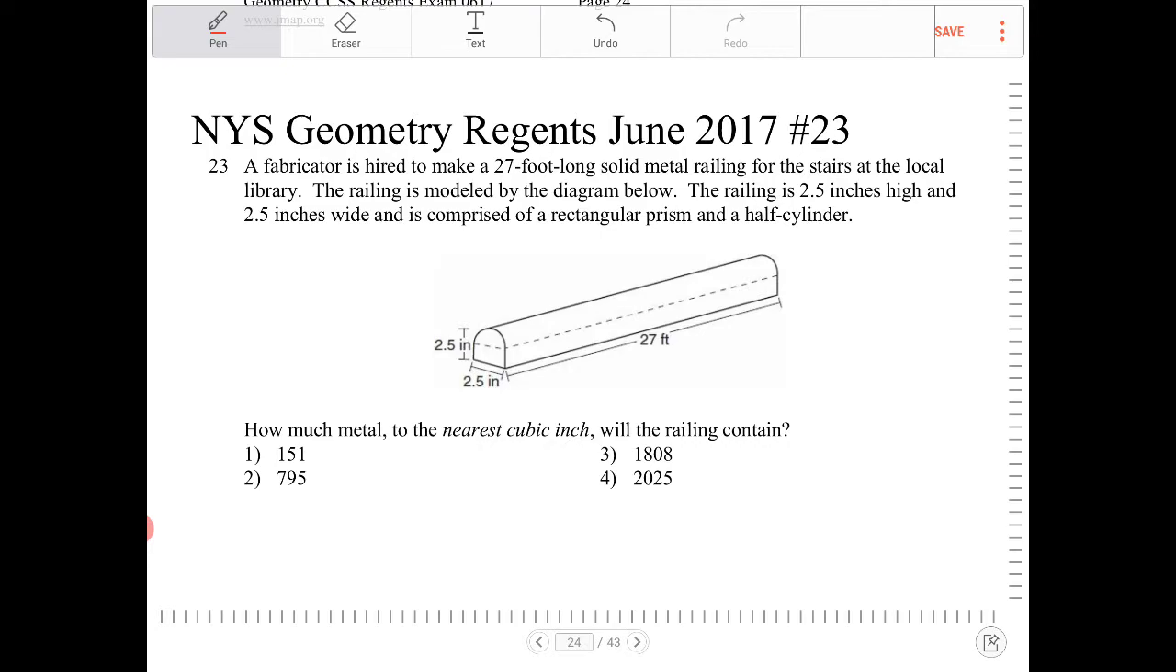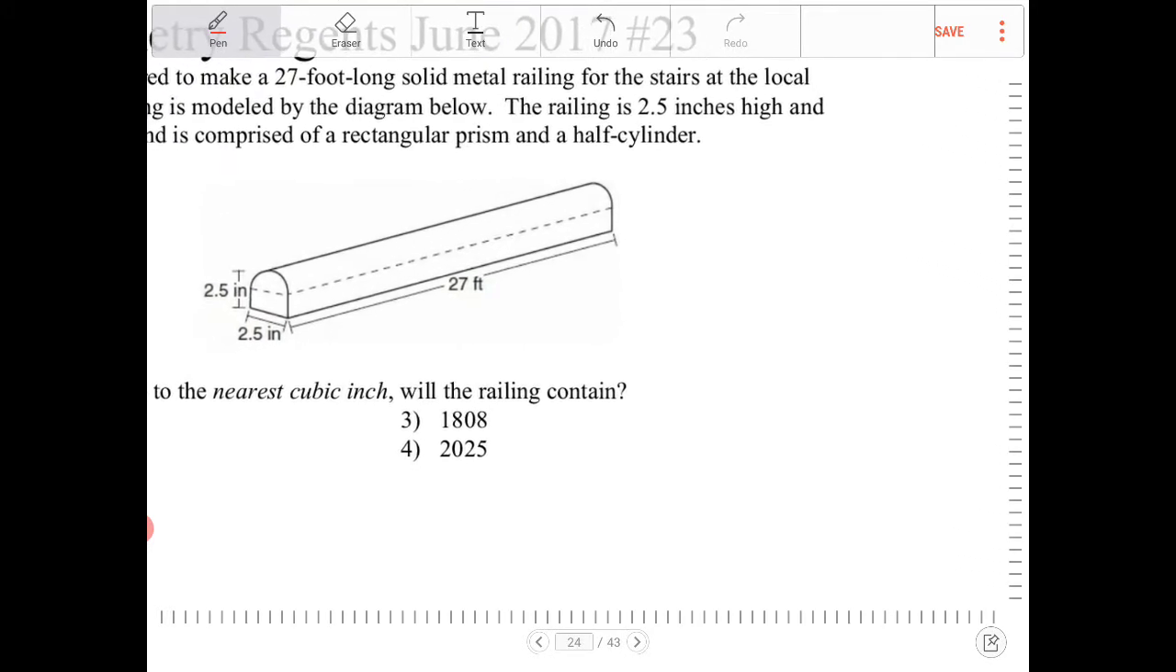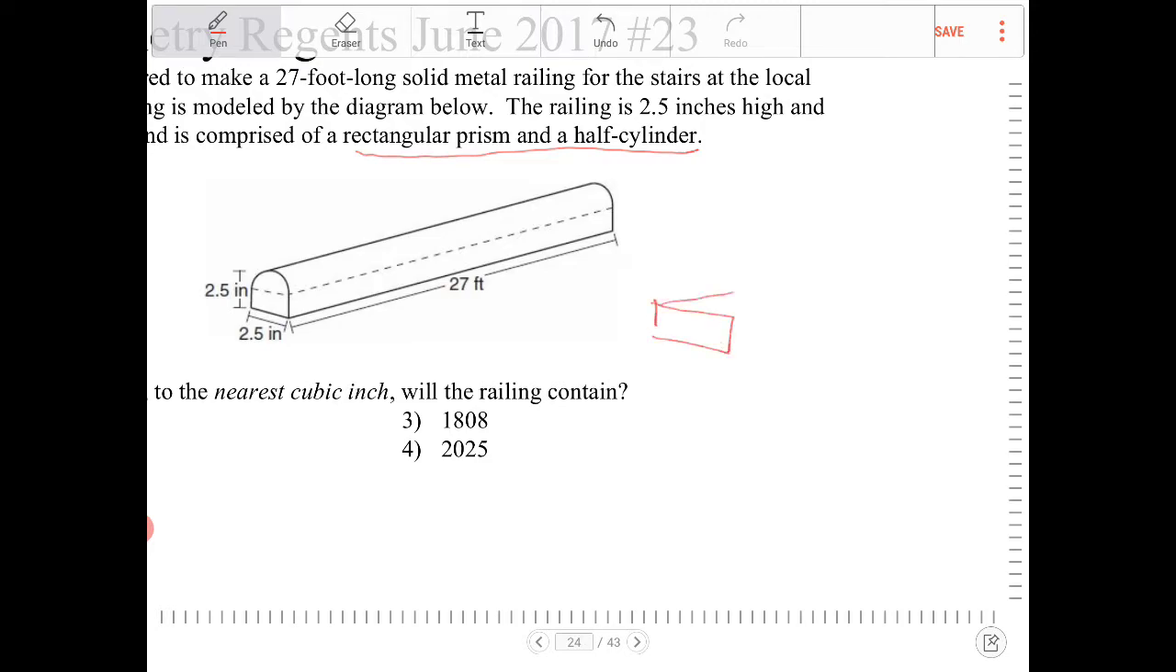So we're trying to find the volume of metal that this railing will contain. And notice that this railing is comprised of, and it says it in the description as well, a rectangular prism as well as a half cylinder. So I'm going to draw out those two things here. So I have a rectangular prism and a half cylinder.